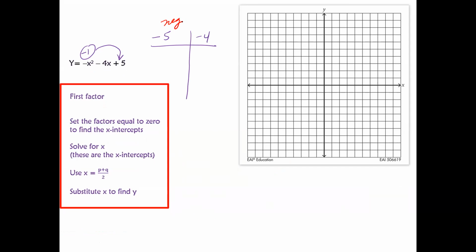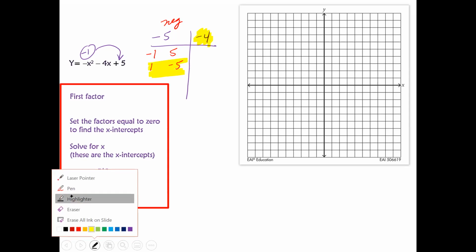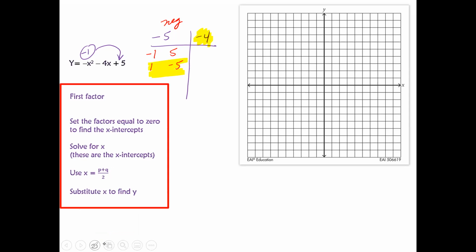And then from here, we're going to ask ourselves, negative 1 times 5 is a negative 5. Positive 1 times negative 5 is a negative 5. But then which one of these add up to a middle number, negative 4? And it is 1 and negative 5. So that is going to be your temporary answer. So x plus 1 and x minus 5.